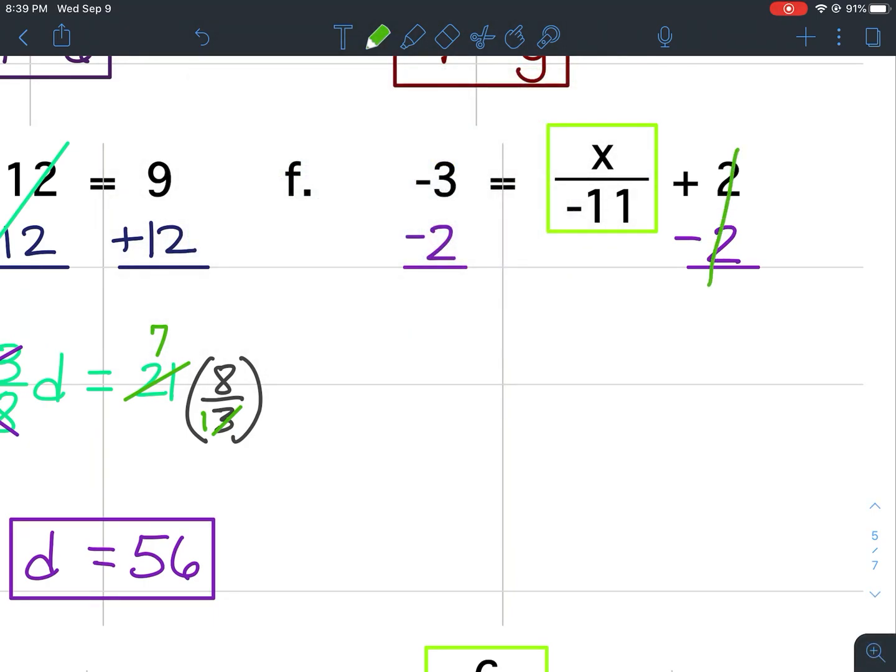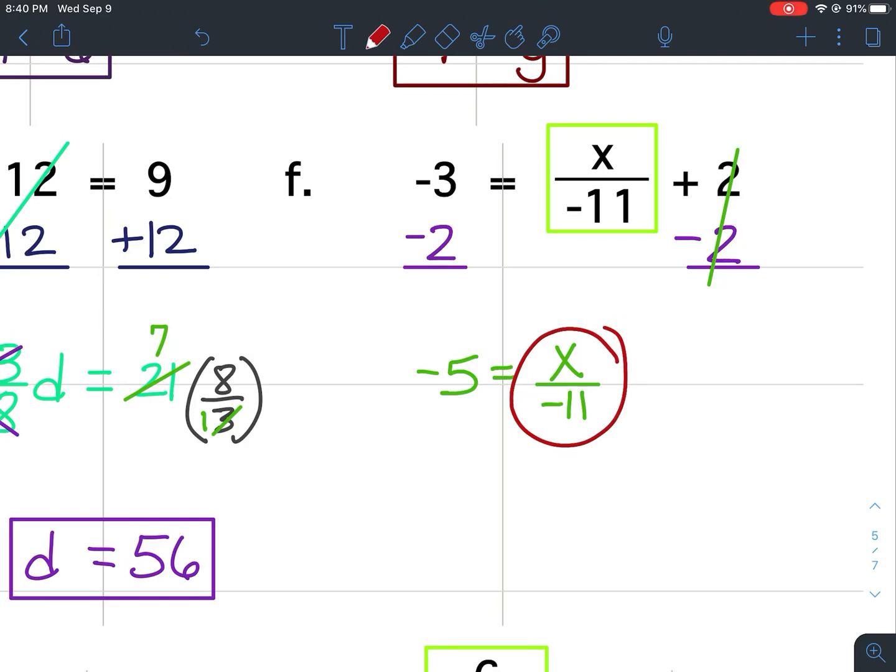So I can cancel the 2's. Negative 3 and negative 2 is negative 5. Bring down my equal sign. Keep my variable on the right side because it starts on the right. So I brought down everything in the box. Don't forget that negative sign on the 11. A lot of times people will bring down x over 11 but forget that negative. All right.